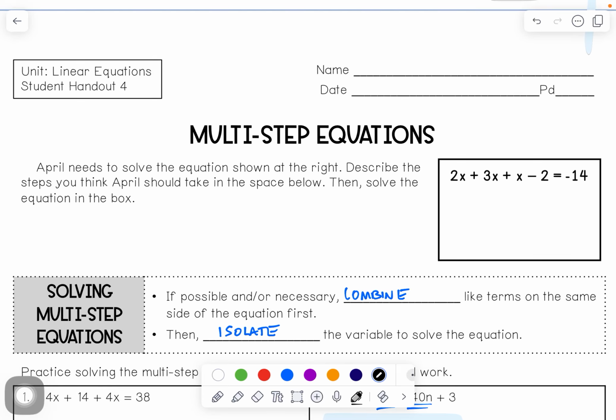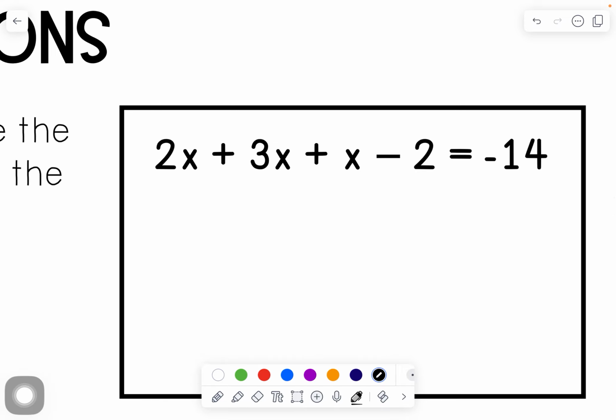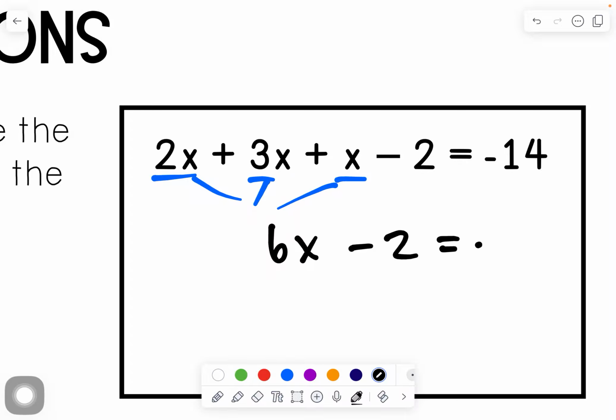All right, so if we're solving multi-step equations, all we're really doing is adding a few steps to this process that we learned yesterday. Okay, and that first step that we're going to add is combining like terms. So we're going to sort of take what we did a few days ago and combine it with what we did yesterday. Okay, so we have three like terms here, 2x, 3x, and x. Together, those make 6x. Okay, and the minus 2 didn't change, equals negative 14.